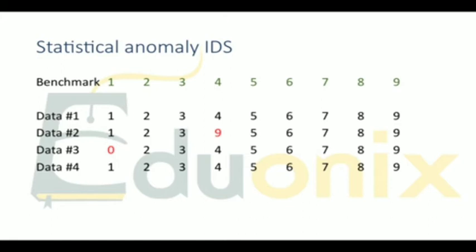So this is a really basic example here of statistical anomalies. It takes a snapshot or a benchmark, and the benchmark looks like 1, 2, 3, 4, 5, 6, 7, 8, 9. It's a very basic, simple example. Data 1 comes through, that's exactly the same. Data 2 comes through, and the fourth packet in is different. It's 9 instead of 4, so it would flag that. And the third packet comes in, and the first one is different. That's a 0, it should be a 1, so that'll get flagged as well.